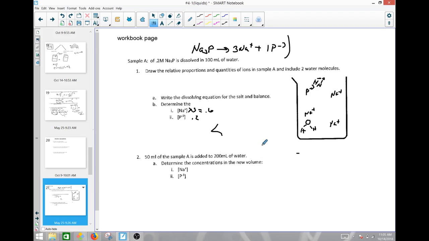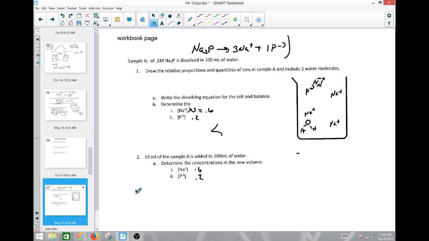50 milliliters of sample A is added to 200 milliliters of water. Okay, so it's a dilution formula. Now again, it starts out at 0.6 and 0.2. And all I'm doing is adding solvent, but I'm not taking the whole thing. So there's a long way and a short way. Maybe I'll do the short way for the sodium. I'll do the long way for the phosphide. So the short way is just all we're doing is adding solvent.